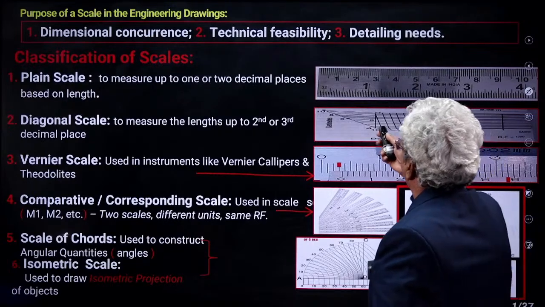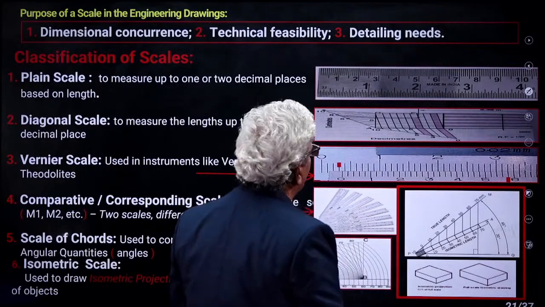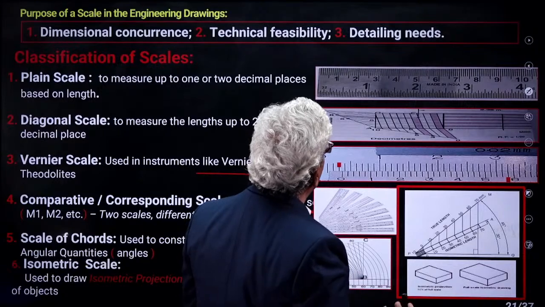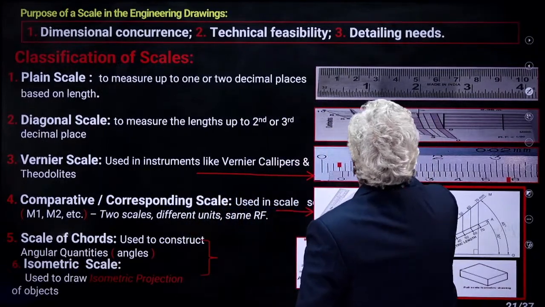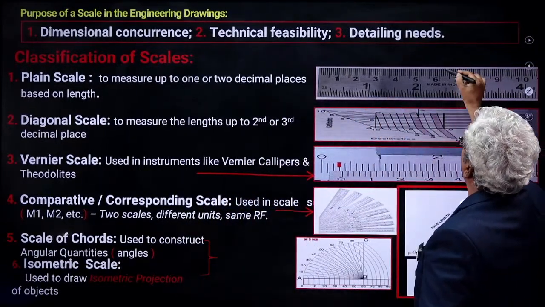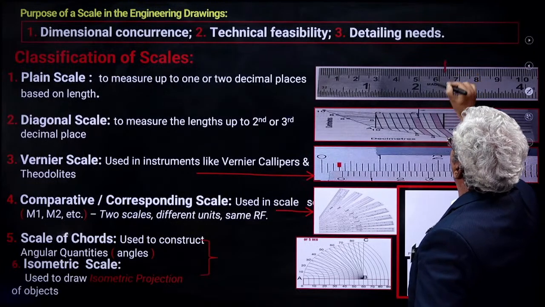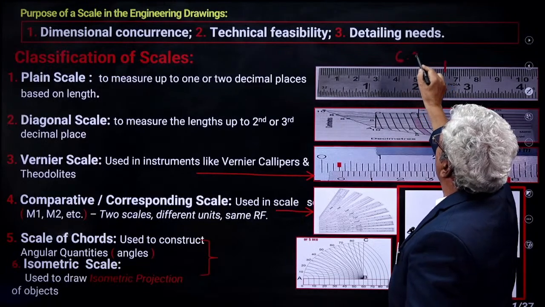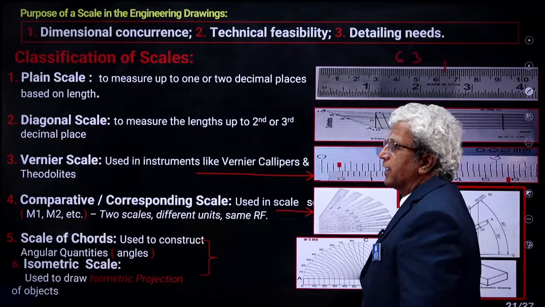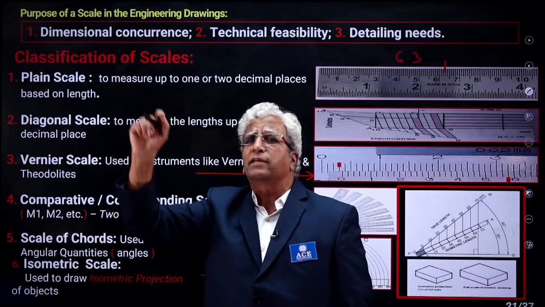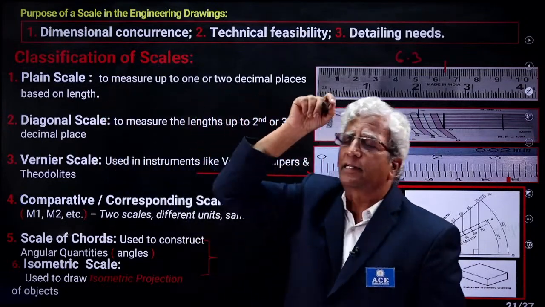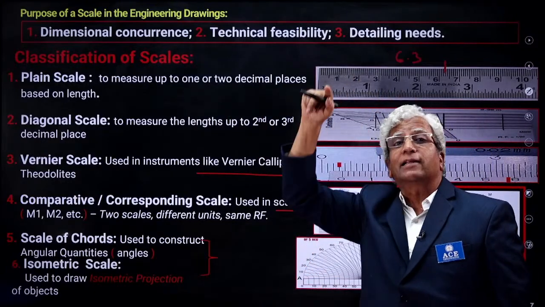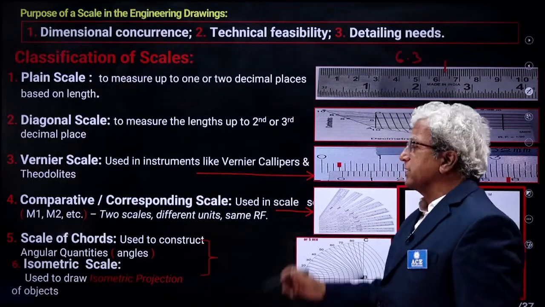Here you can see the normal scale. Suppose if I want to measure, say 6.3 centimeters, 6 plus 0.3, 6.3 up to this, is it not so? So we are able to measure up to what? 1 decimal place only, 6.3, only 1 decimal place. Can I measure 6.32 or 35? Approximately I can mark 35, but it is not exactly. So for the third digit, we need another scale, that is the diagonal scale. We will see that.